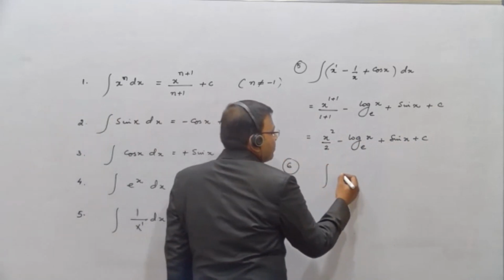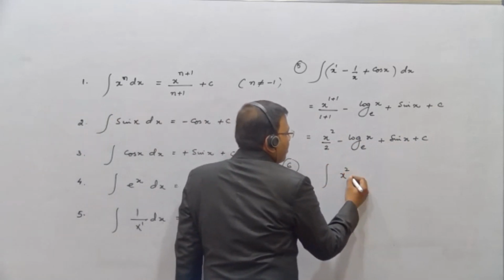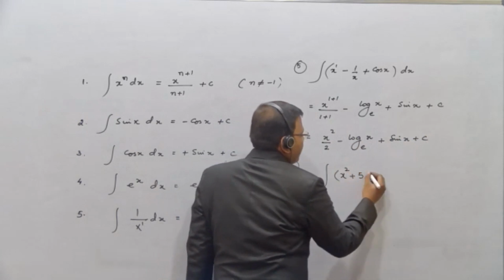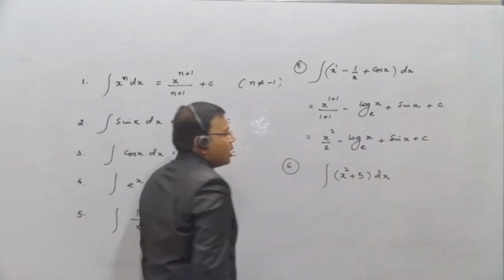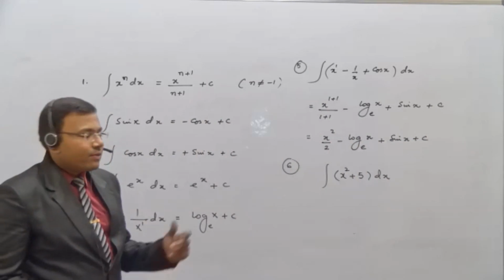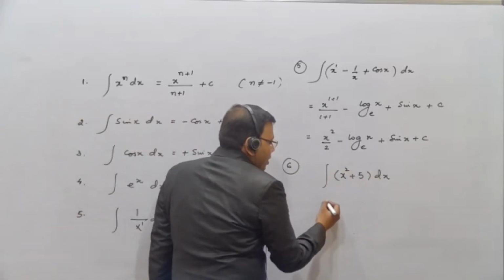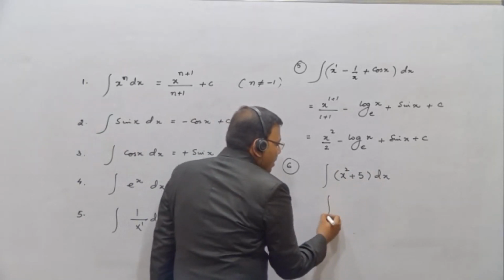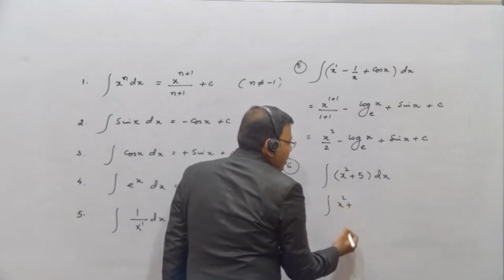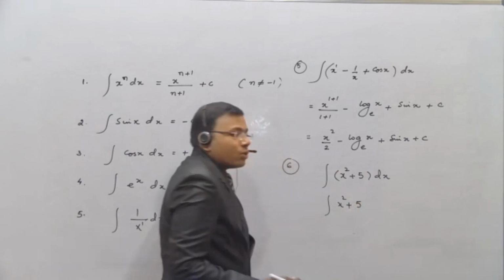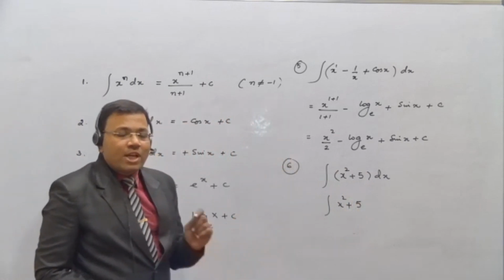Integration of x square plus 5. Let us see how to go with this. So if I take x square plus 5, we can go with this like integration of x square plus 5. This 5 can be written as 5 into 1.